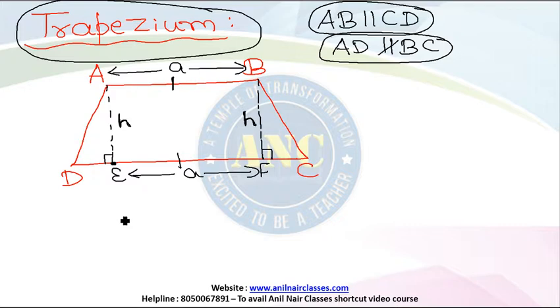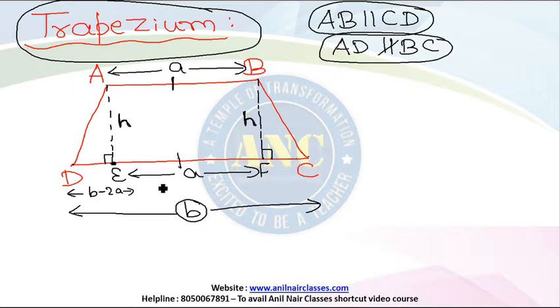I hope you are understanding. This entire CD, if I call it b and EF is a, suppose I call DE as b minus 2a, for example. Total from D to C it should be b, but b minus 2a plus a is b minus a. I should remove that minus a also.